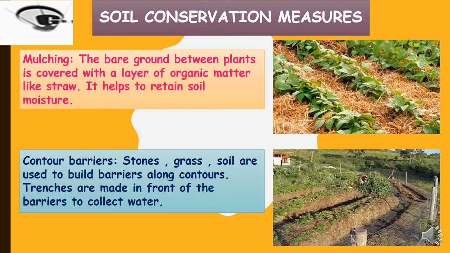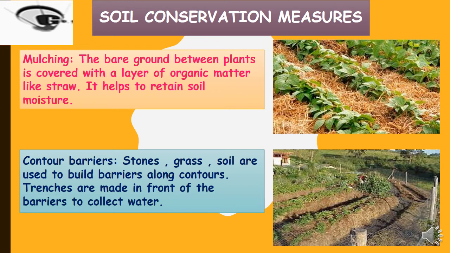So, children, in the last slide, you came to know about the factors which are basically leading to the degradation of soil. Now, in this slide, we will be discussing the soil conservation methods or measures. So, the first method is mulching. Now, what do you mean by mulching? It means a bare land, that is the empty land left between the plants, is covered with straw, which helps to retain the soil moisture and also helps to regain fertility. You can clearly see in the picture how the empty land is covered with straw.